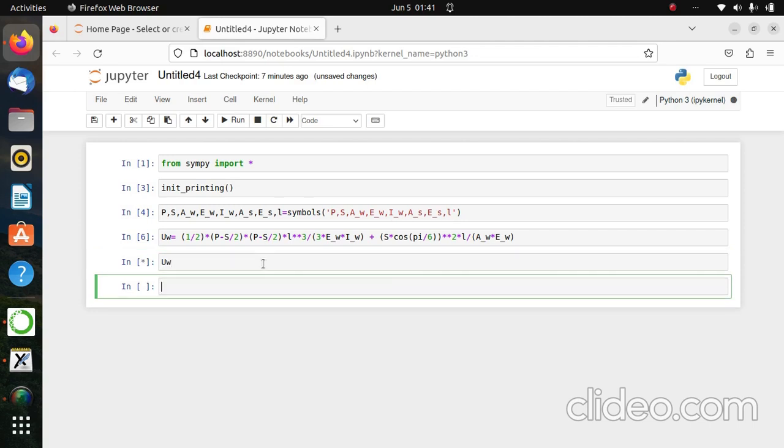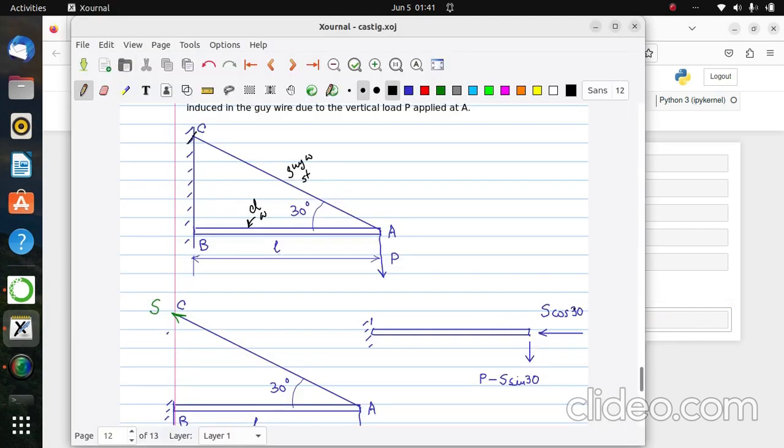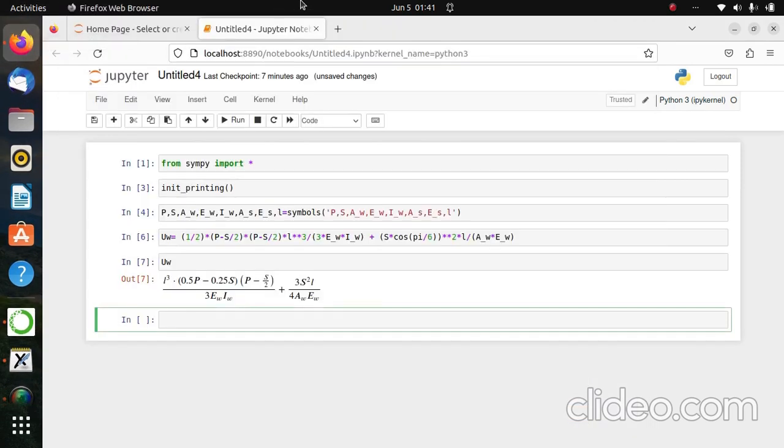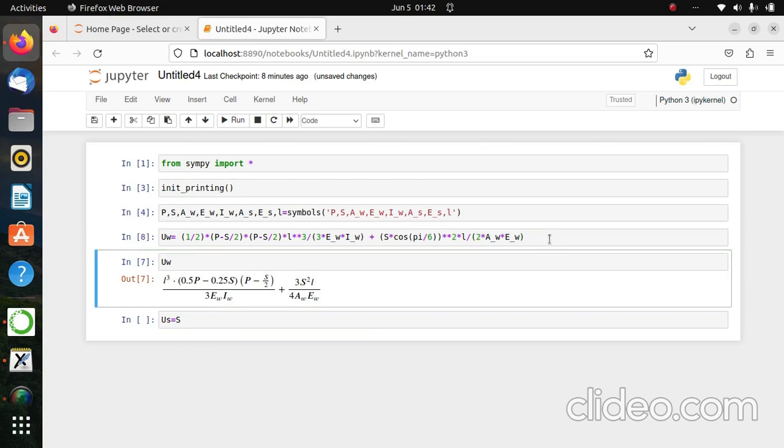So let's see what it is giving for UW. So it's given this for UW. So looks okay. So only S cos pi by 6. Let's check what is the axial force: S cos 30, S cos pi by 6, squared, L by A_W E_W. So fine. Now what about U steel? There is a guy wire. Guy wire is S cos theta square PL by twice AE. So here missed out the 2. Shift enter and shift enter. Now looks better.